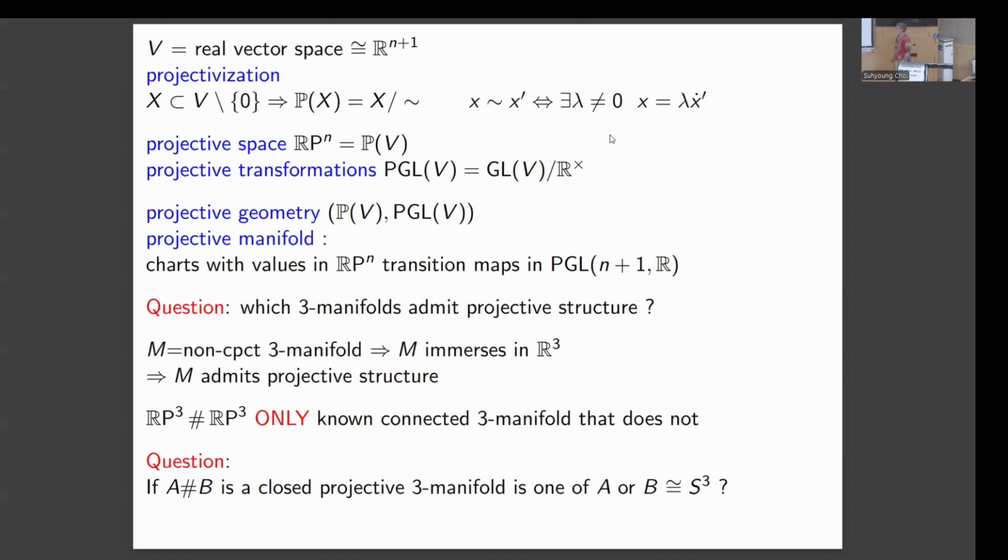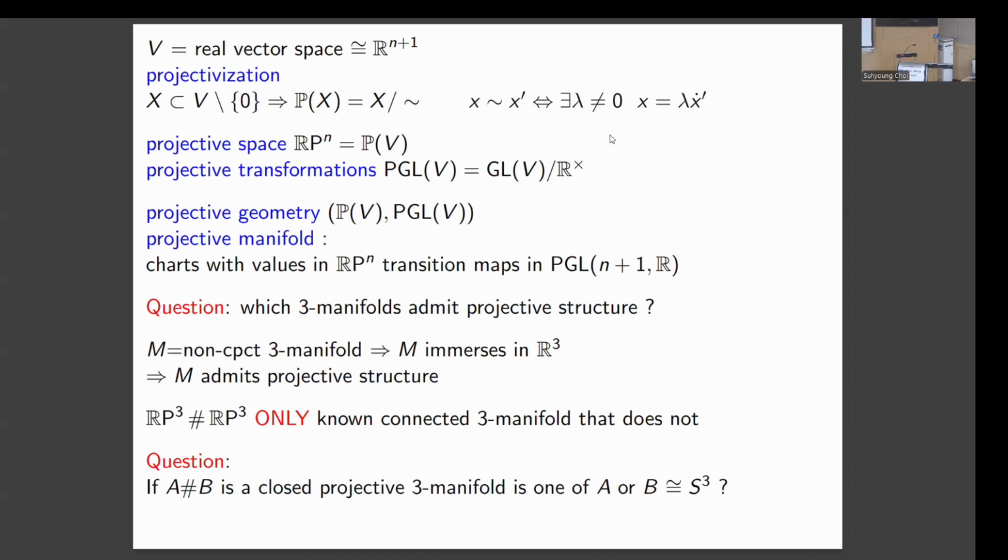So going to be talking about a real projective space. R to the n plus 1, real vector space, and I'm often going to call that V. And then we're going to projectivize it. So we take the non-zero vectors and identify two vectors if one is a scalar multiple of the other. And that gives the projectivization of the vector space V. More generally, if we have a subset X of non-zero vectors, the projectivization of that subset is the image of X in the projective vector space.